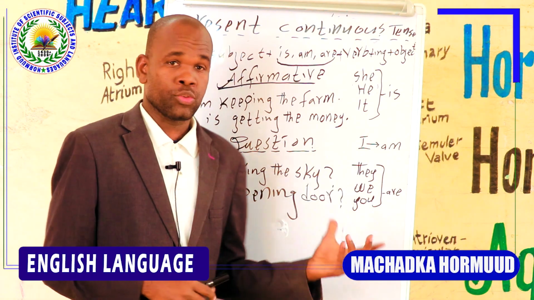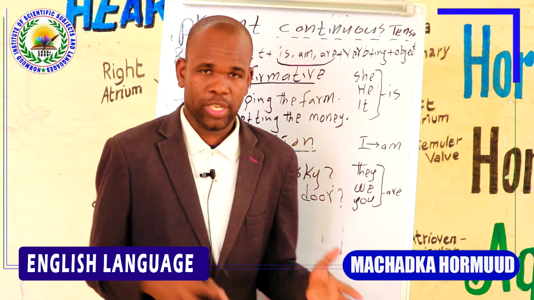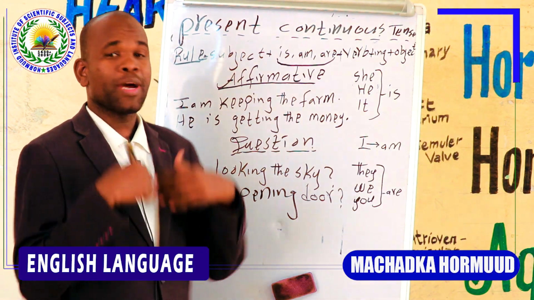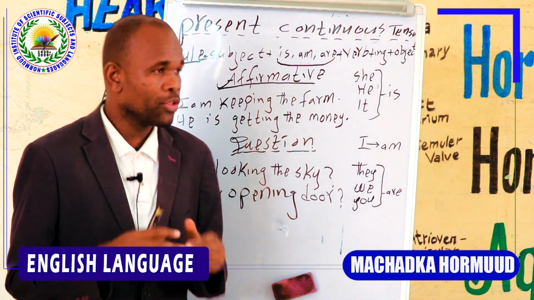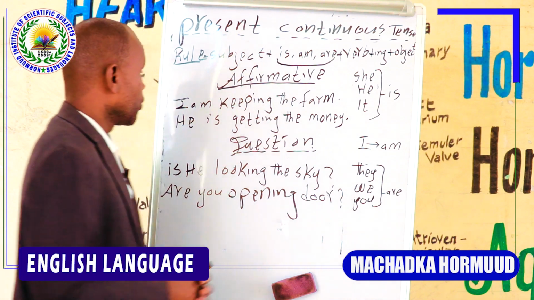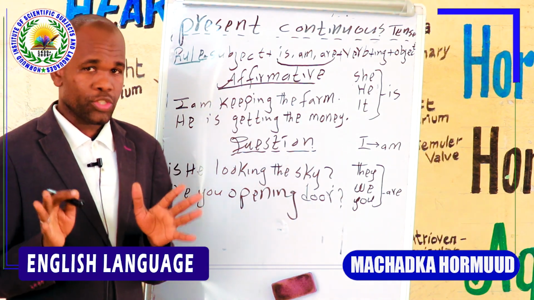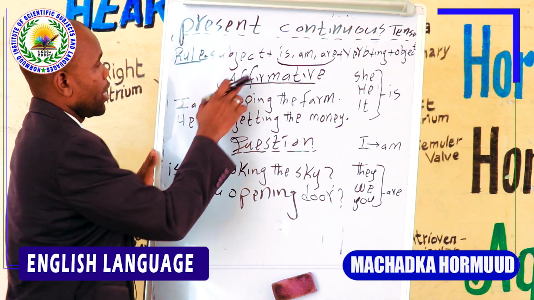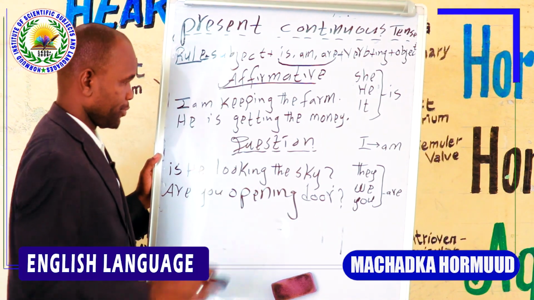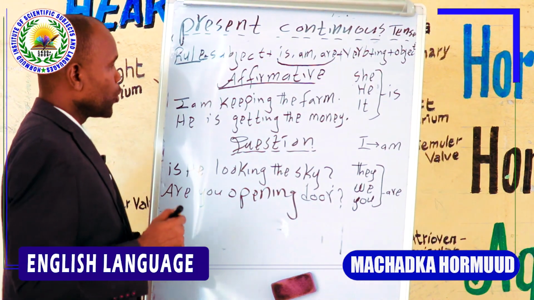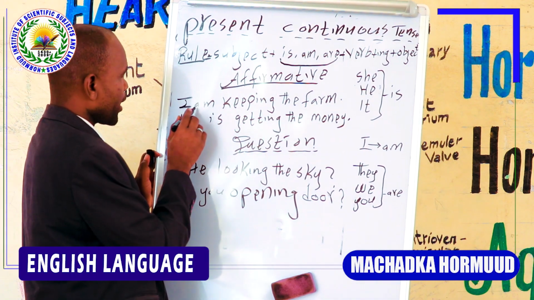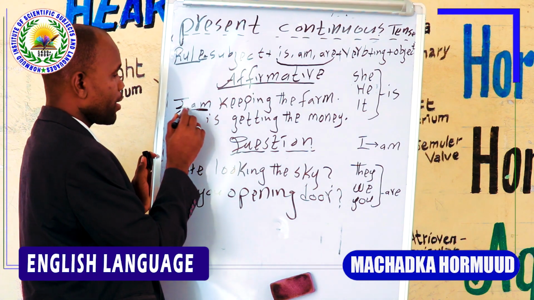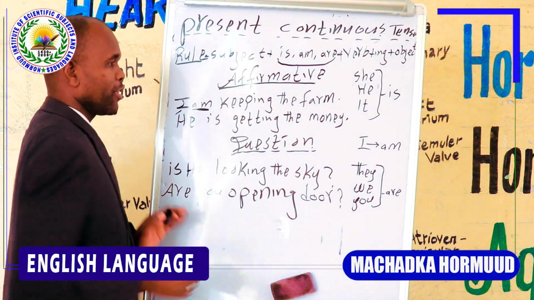Another group is pronouns. Nouns like students, teachers, houses, and some others are plural, so you give "are." We only explain two forms: affirmative and question. In the affirmative, for I you give the auxiliary "am." I am keeping the farm.